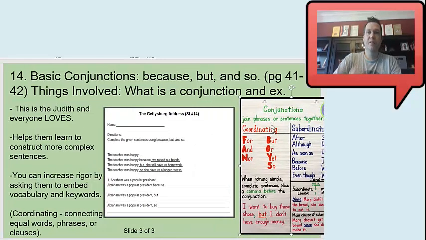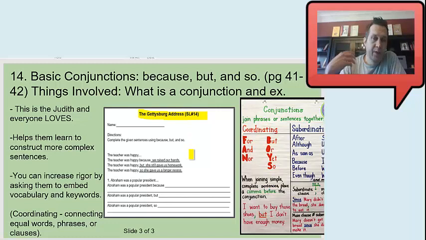I'm just going to shrink these a bit so we can get everything into the screen here. And on this one, you can see we're working with this conjunction still at SL14. This is slide 3 of 3. And this one here is the actual example for SL14, the one that's given to you. So complete the given sentences using because, but, so. This one does a great job of teaching those coordinating conjunctions and how to do that.